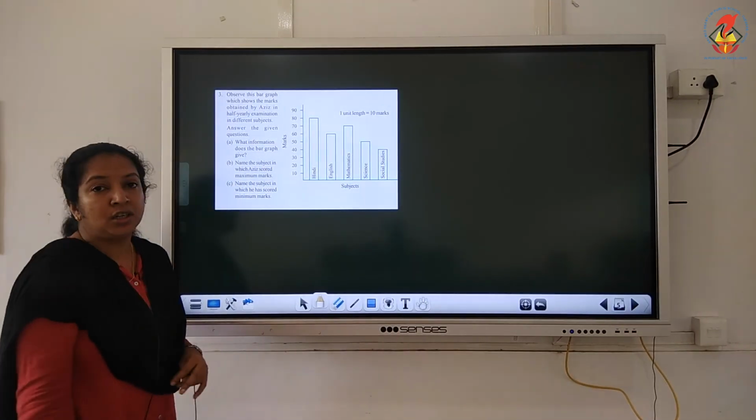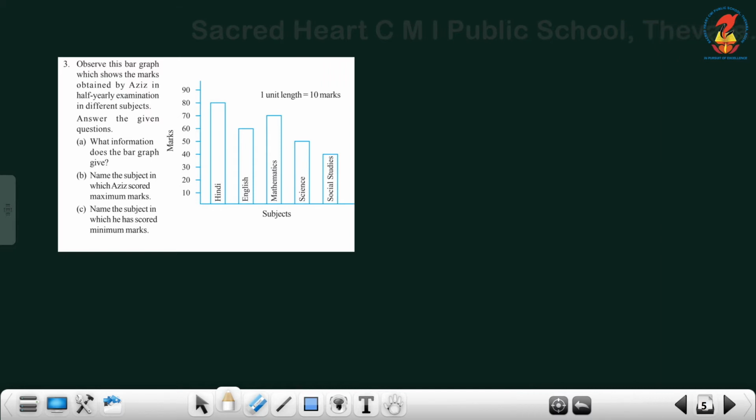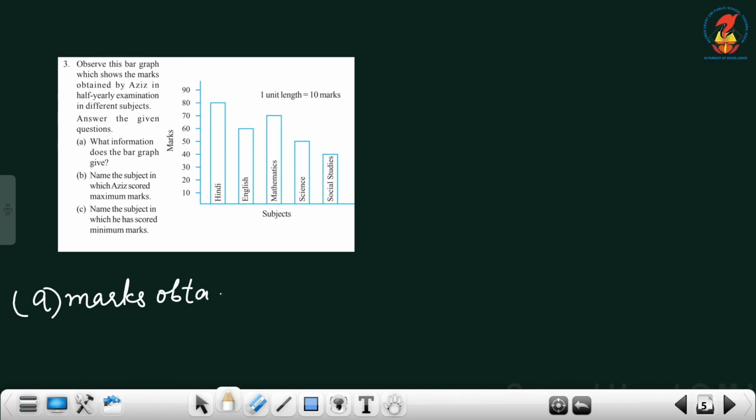Next, same exercise, third question. Observe this bar graph which shows the marks obtained by Aziz in half-yearly examination in different subjects. Answer the given questions. First one is this: what information does the bar graph give? What is given here? The marks obtained by Aziz in half-yearly examination.